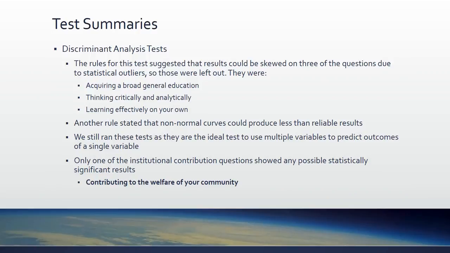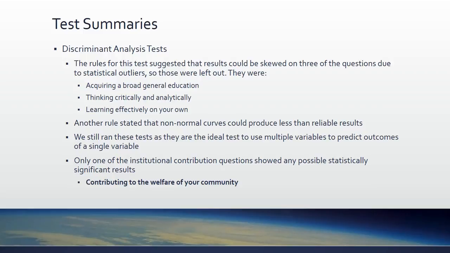So we ran our discriminant analysis tests. According to good rules of thumb, for the type of question we're asking, this is the best kind of test to run when we're trying to find out if there are predictors from one group of questions that might lead towards finding out if there's one particular route or path to getting to a response, such as our study abroad responses. This is the best way to do it with a discriminant analysis test.